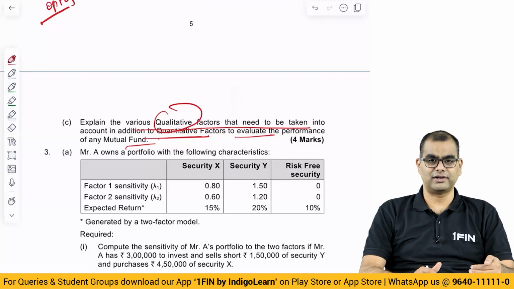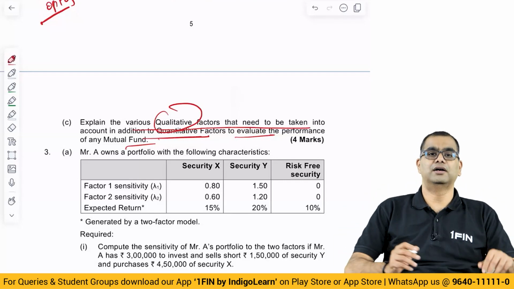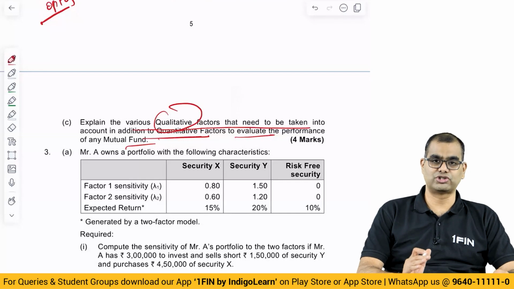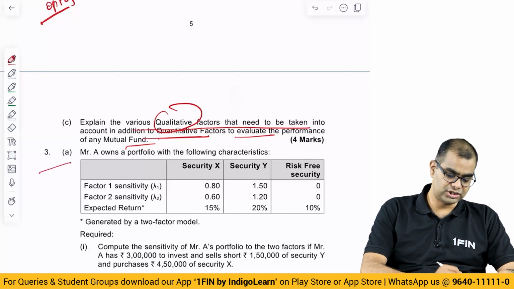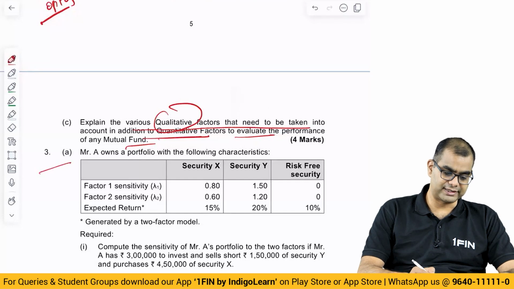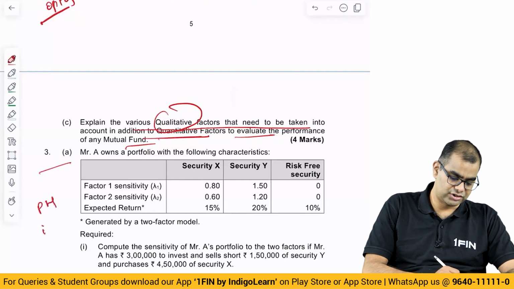There is a good enough explanation given in the material, and it is also given as far as the MTP solutions are concerned. Okay, so you can go through that. Then illustration 3A. A owns a portfolio with the following characteristics. This is portfolio management, illustration 51.